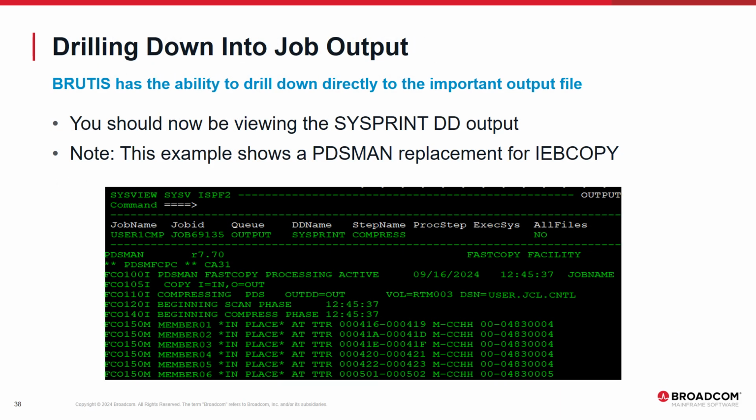You should now be in the sysprint output file for the job. Your output might look slightly different. We run the Broadcom PDS-Man product, which replaces the IAB copy functionality. So that is what is being displayed here. If this were a report job, you would be directly into the reports output.